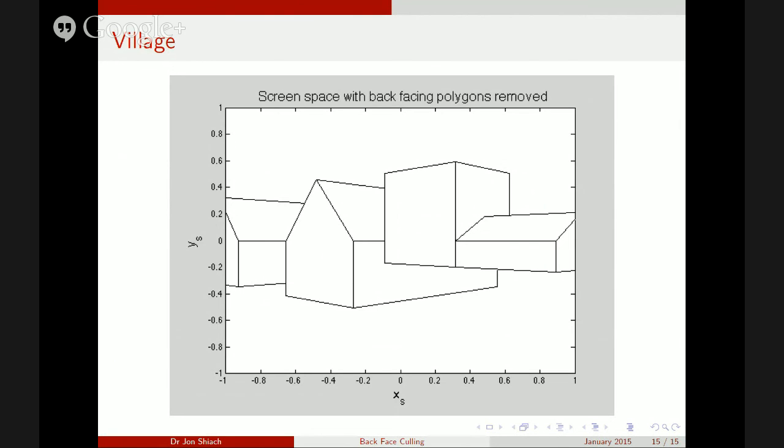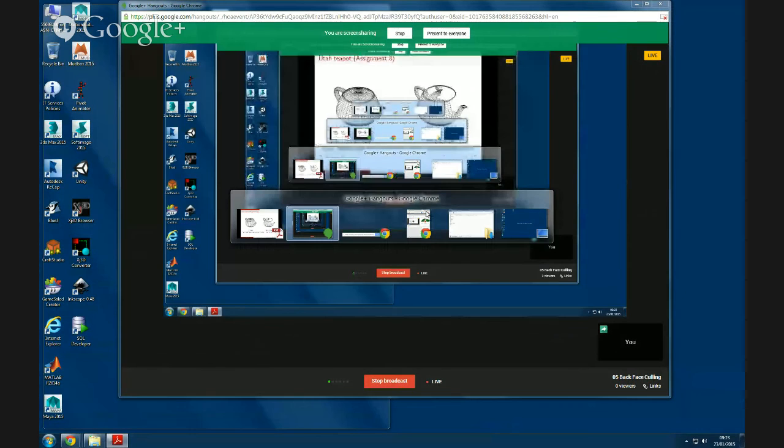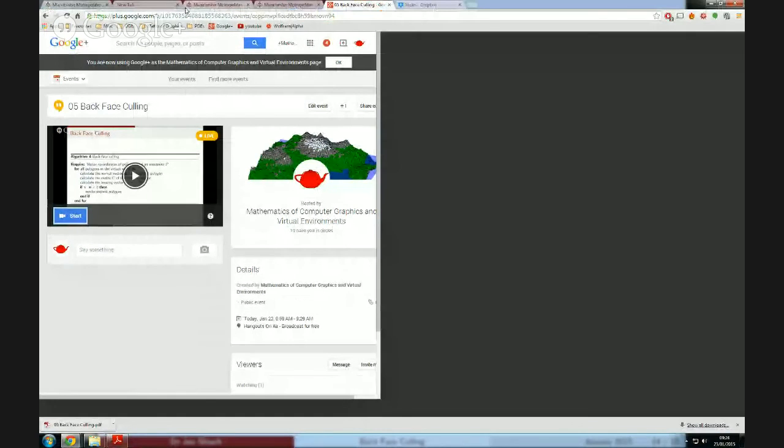Do you think you'll be able to draw this teapot? You define all those coordinates. So that's what your assignment 8 is, but I'll give you the coordinates. Right, okay. I'm just going to quickly mention the assignment. You looked at me like, oh my God, he's not going to make us do that, is he?